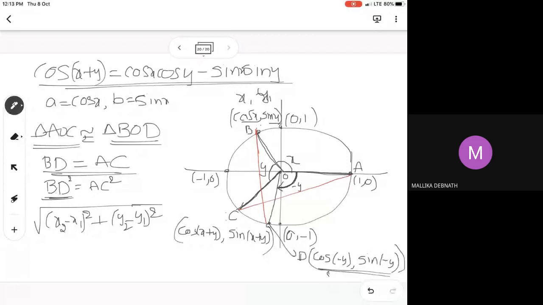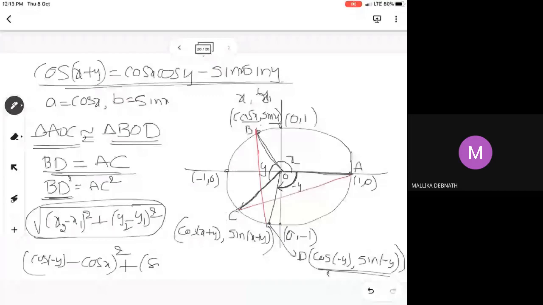This if you are applying here, what do you get? Cos of minus y minus cos x whole square for the BD, plus sin of minus y minus sin x whole square, all under root. This is what I have written here. It is the length of BD. BD square you want, so this is BD square itself because you are going to have the under root. And in the same way, AC square if you want.